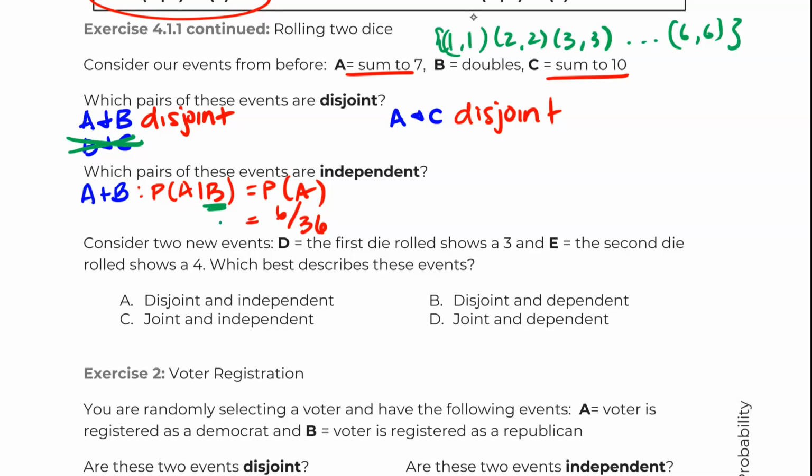Well, now there's only 6 events because we're in B. And the probability of A is 0 because there's no way that these two things can overlap. So A and B are not independent. In fact, remember, these two special cases, disjoint and independent, can't occur together.